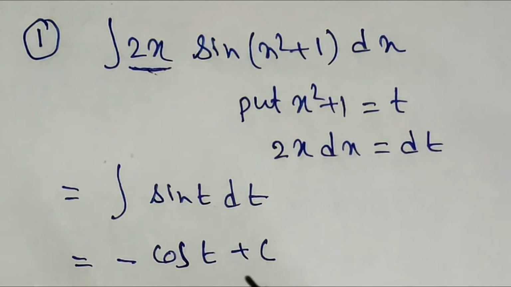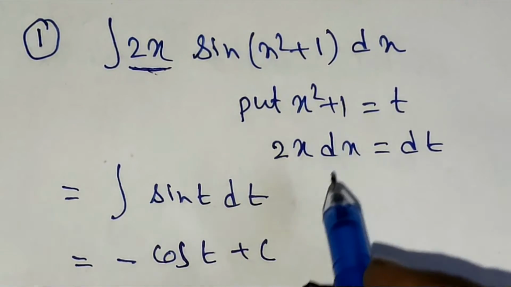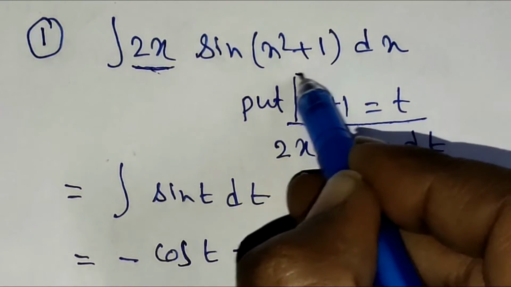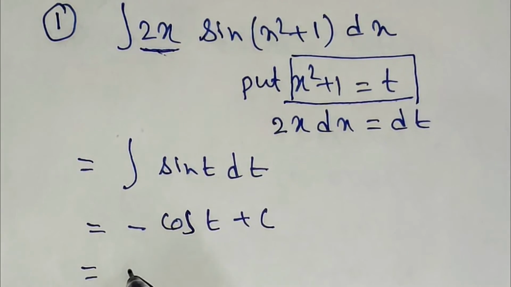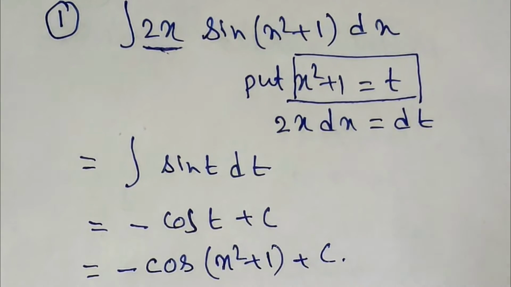plus c. In the next step, we have to substitute the value of t. What is the value of t? t is x² + 1. So we have to put x² + 1 in the place of t. So this is minus cos(x² + 1) plus c.